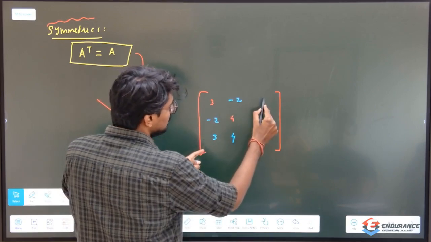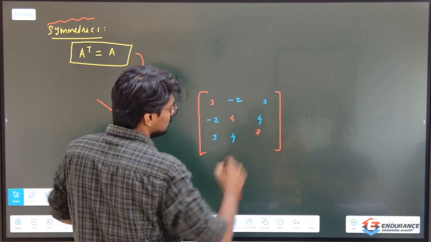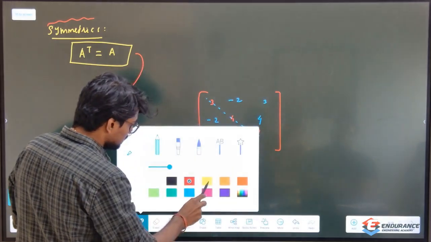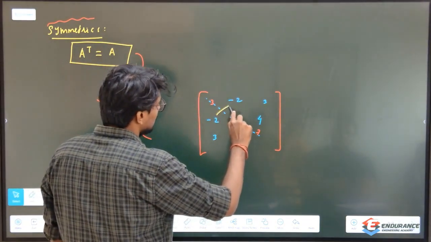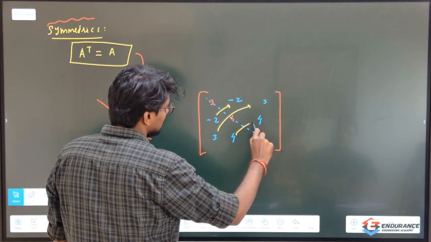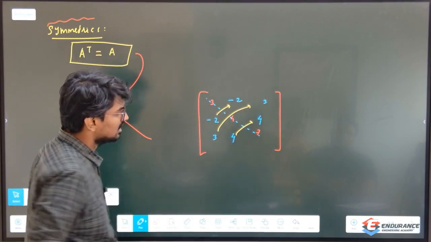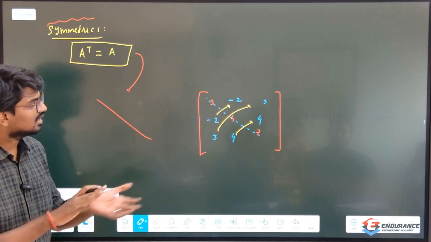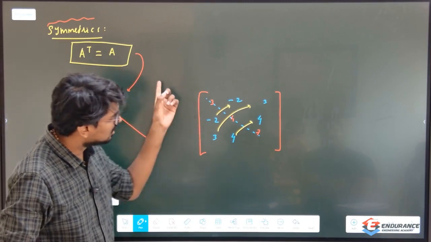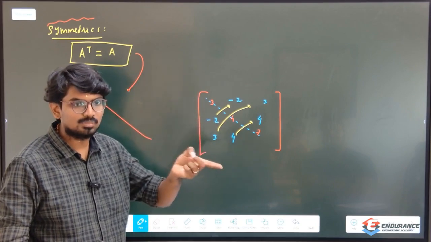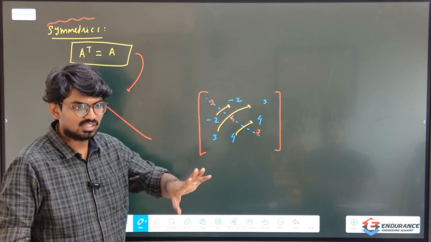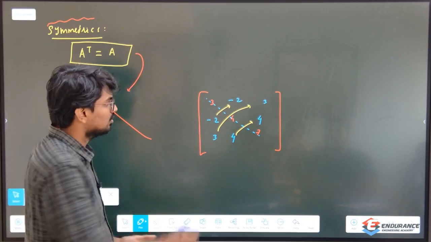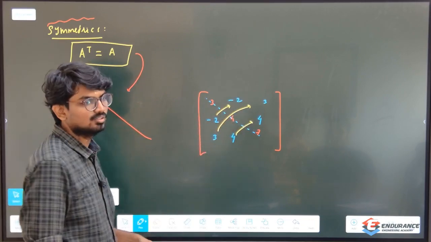If this is 3, then this should also be 3. If this is 4, this should also be 4. About this principal diagonal element, each and every element should be symmetric. Okay, if I am able to form a matrix like this, that matrix is called a symmetric matrix. And there is no other condition. The only condition is our leading diagonal element should be a real number. Complex, no, it has to be real. Yes, value same: -2 and -2, 3 and 3, 4 and 4.